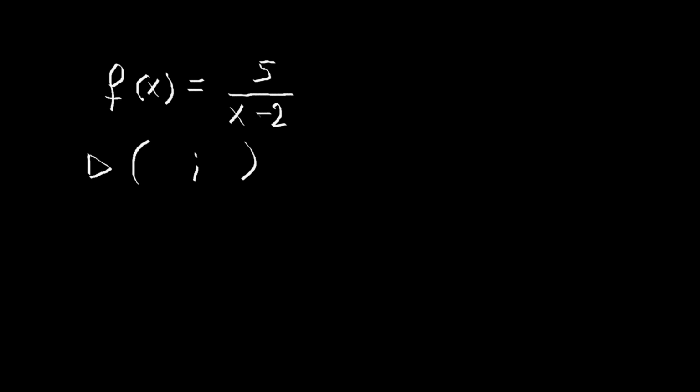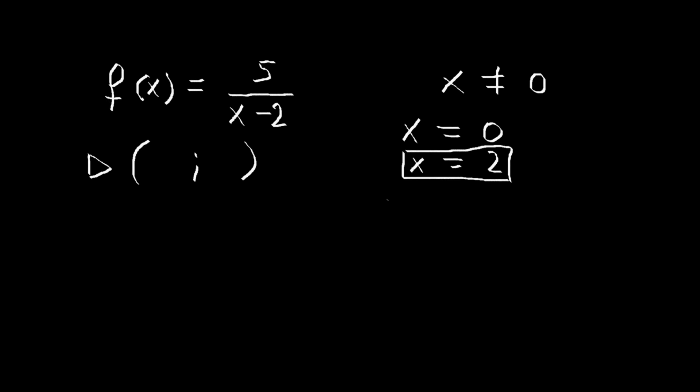Here we are talking about the function x minus 2 being a divider. So it needs to be different from 0, because when you divide something by 0, you don't get any value. So x minus 2 equal to 0 we have to avoid. x equal to 2, this particular value, needs to be excluded.